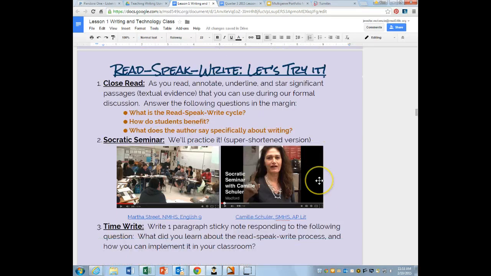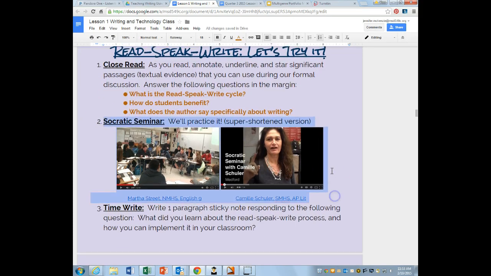So we actually gave this read, speak, write process a try, a little mini version of it. We all closely read an article by Schmoker. We then turned around and did a really mini version of Socratic seminar.